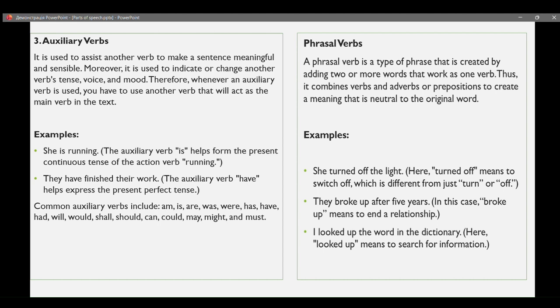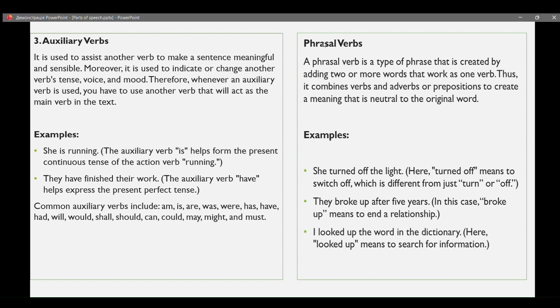Therefore, whenever an auxiliary verb is used, you have to use another verb that will act as the main verb in the text. For example, she is running. The auxiliary verb here, is, helps form the present continuous tense of the action verb running. They have finished their work. The auxiliary verb, have, helps express the present perfect tense. Common auxiliary verbs include am, is, are, was, were, has, have, had, will, would, shall, and etc.